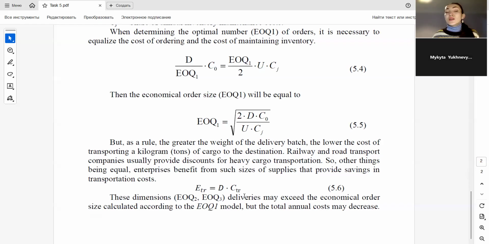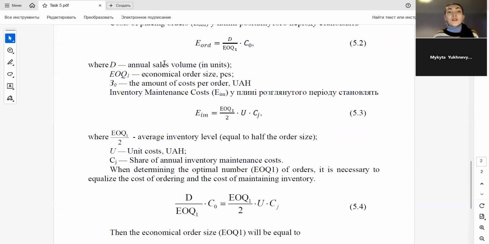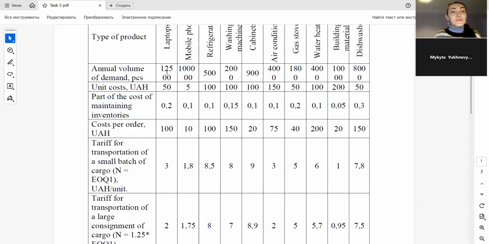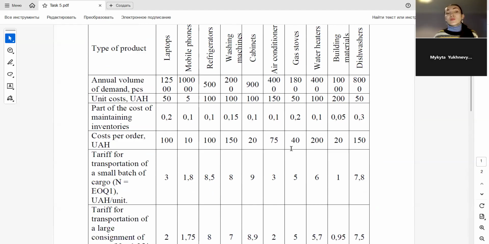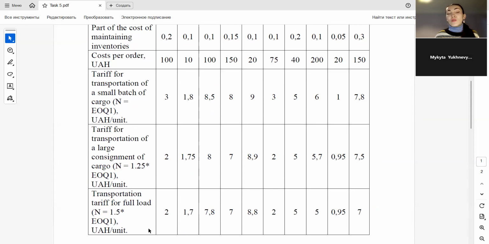We need to start with Formula 5.6, for example. Why not? Because we have this information. We already have how much demand we have. D, we find it is annual sales volume in units, and we could find it in our information here. Annual volume of demand, it is the third line of our Table 5.1. So we could use it, and we could use this tariff for transportation for different types of order.